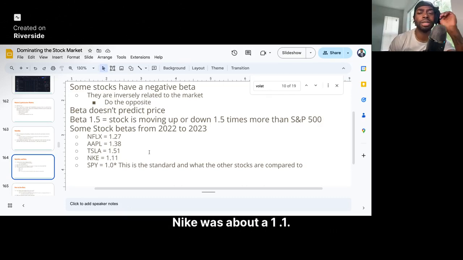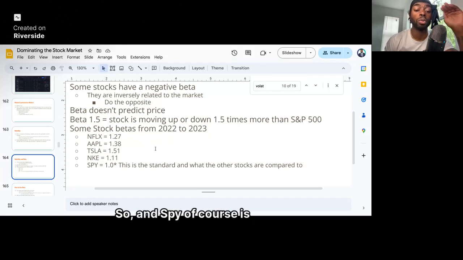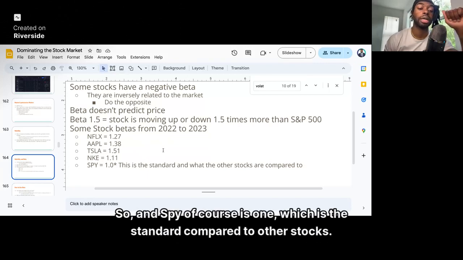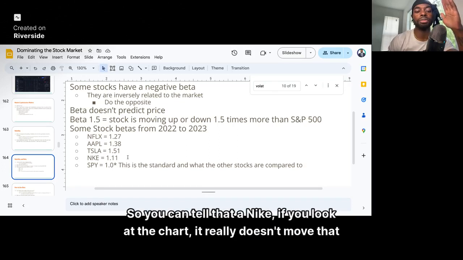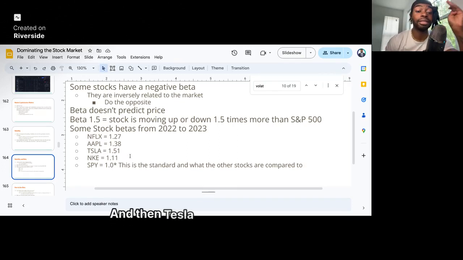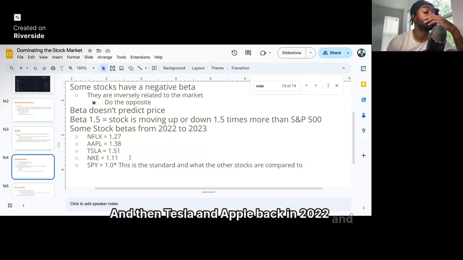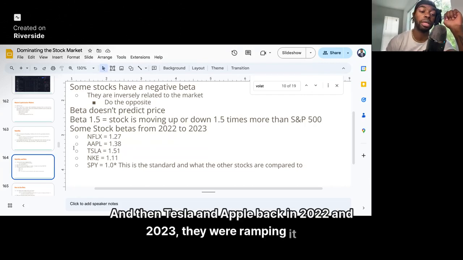Nike was about a 1.1. And SPY, of course, is 1, which is the standard compared to other stocks. So you can tell that a Nike, if you look at the chart, it really doesn't move that dramatically. And then Tesla and Apple, back in 2022 and 2023, they were ramping it up. They were moving.